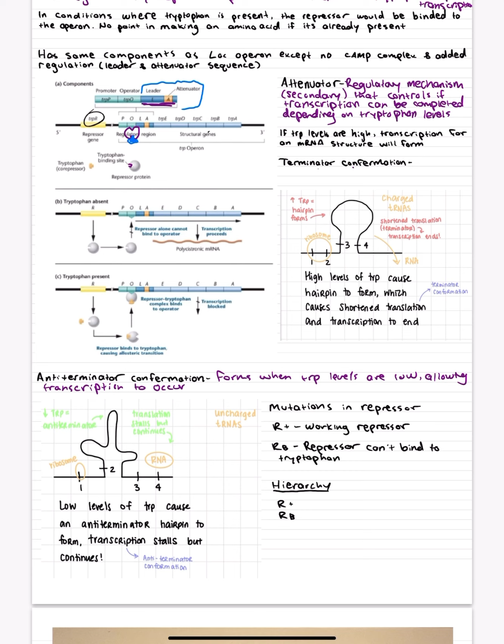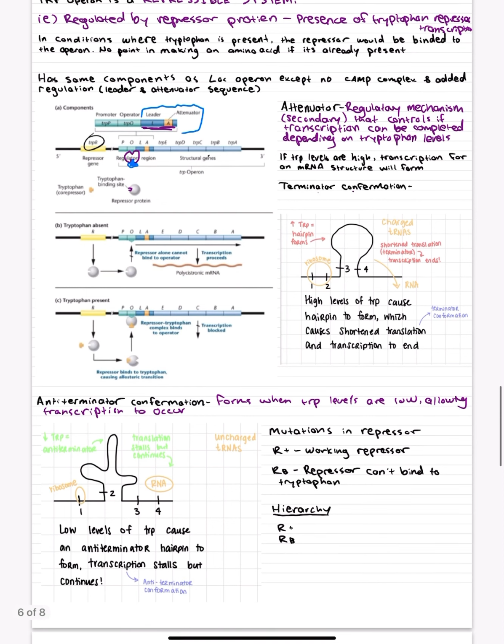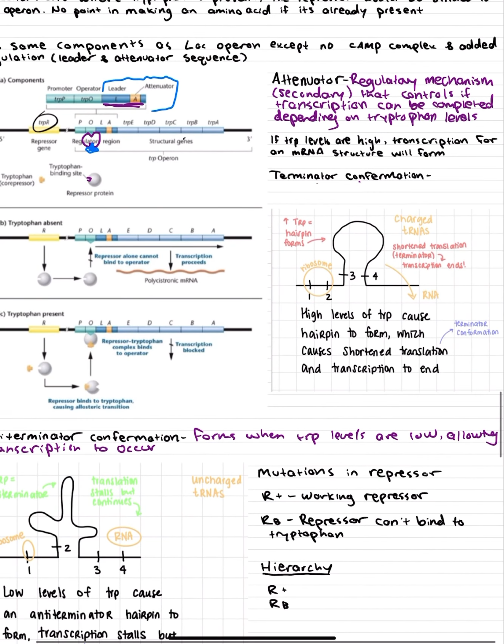If tryptophan tRNA is readily available and there's a lot of it in the environment, then that will allow the ribosome to translate quickly. So that allows for the terminator conformation to form in the RNA. And when the terminator conformation forms, that causes RNA polymerase to detach and end transcription. So it doesn't allow for more transcription to occur.